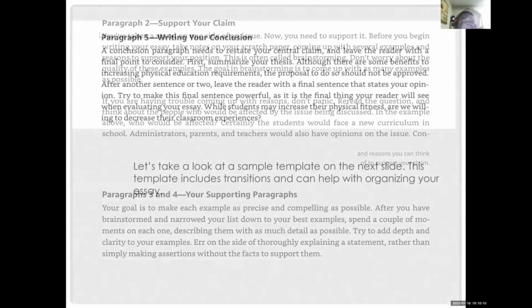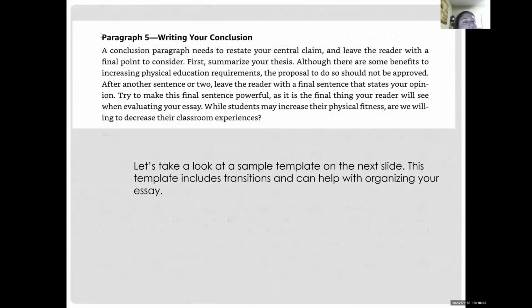Okay, paragraph 5, writing your conclusion. Remember, I know this sounds like common sense, but when you get to the conclusion, that is the last thing that the person grading your essay reads, right? I know, common sense, duh, thanks for your help, Lisa. That's really helpful, right? But think of it like this: it is your last chance to convince the reader of your paper that you are a strong writer and you know what you're talking about.